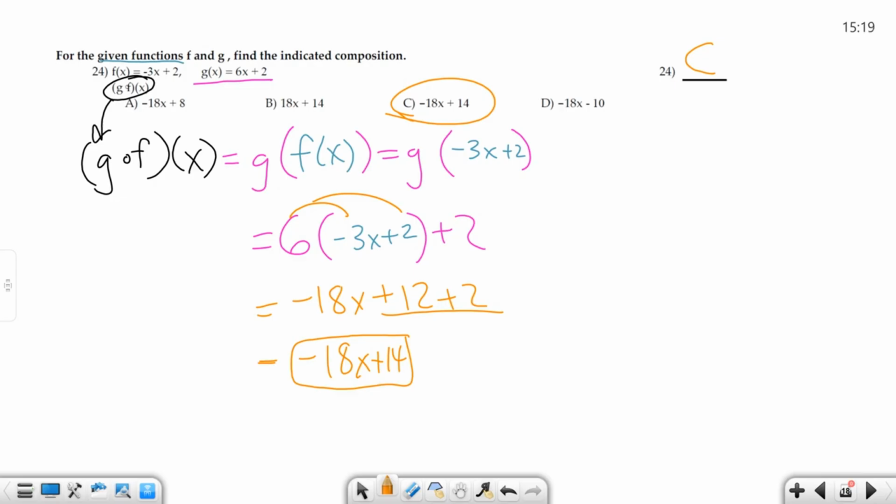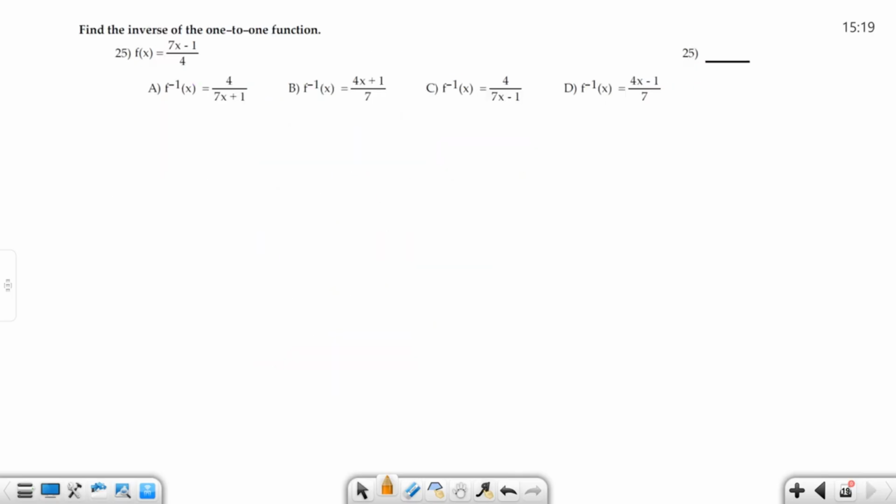And then 25, the last one on this review. Find the inverse. Right? So the first thing we do is we swap this out and put a y, right? So we're going to say y equals (7x minus 1) over 4. Remember I gave you 4 steps. Then we swap the x's and y's, meaning everywhere we have a y, we write x. And everywhere we have an x, we write what? Y. Don't need a parentheses there, over 4.